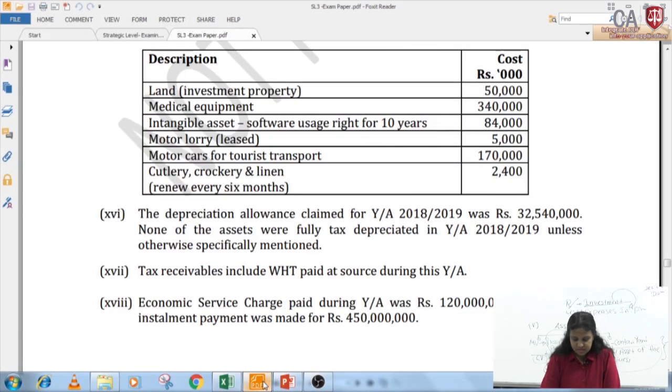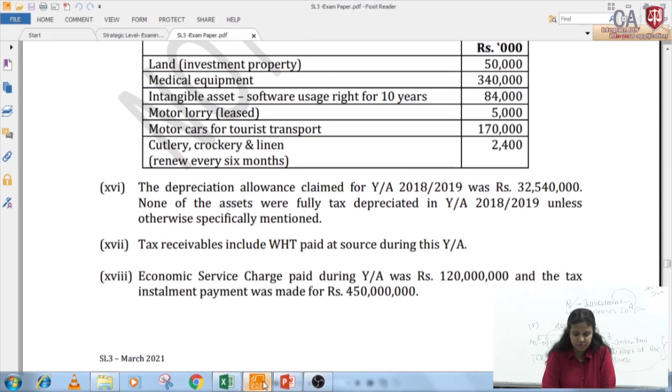Then tax receivables include WHT paid at source during the year. What are the WHT paid at source? Rent we have taken; interest income we have not taken yet. Don't forget these things. Then economic service charge paid during the year was 120 million, and the tax installment payment made for the year was 450.